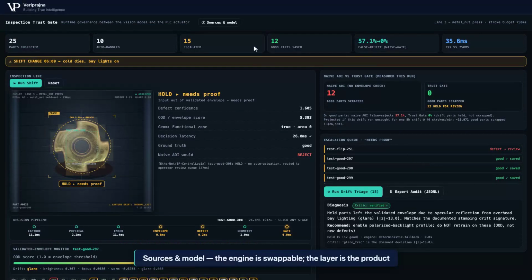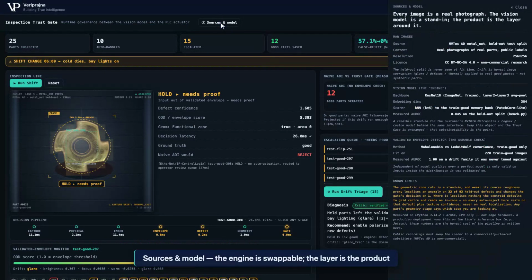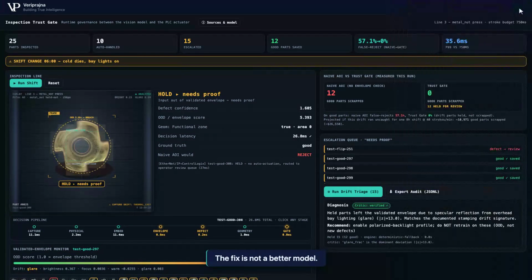The sources panel keeps the demo honest. Real photographs, public benchmark, held-out split. The vision model is a stand-in. In production, the engine is the customer's own, and the product is the layer around it. It even quantifies its weakest component. The zone rule, near inert and labeled as such. The check that matters, the envelope detector, scored a perfect 1.0 on a drift family it was never tuned against. 25 parts this shift.